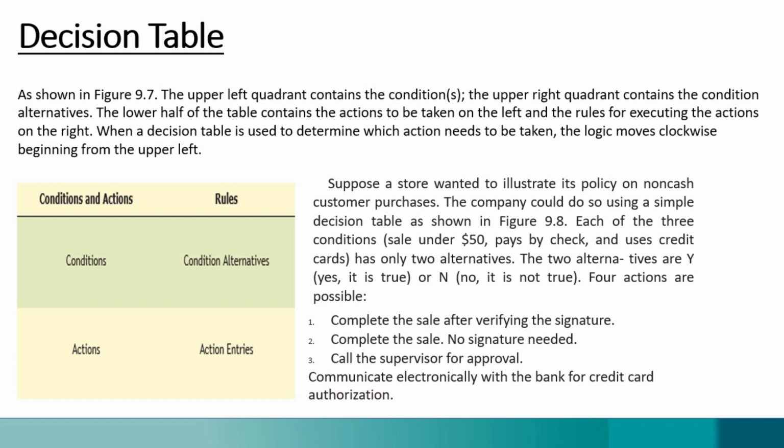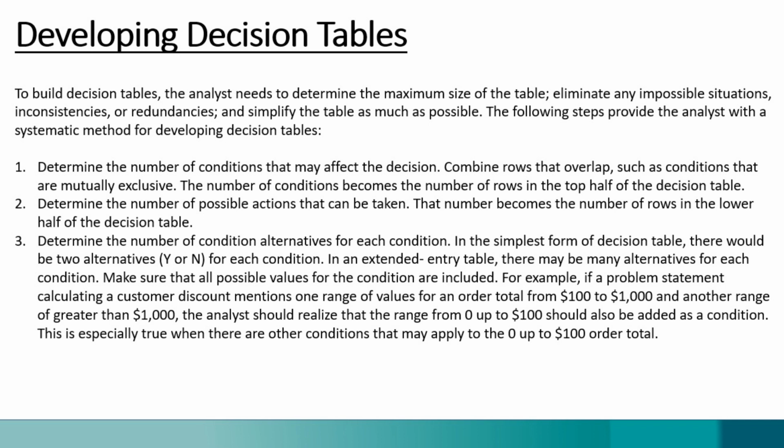A decision table is a table of rows and columns, separated into 4 quadrants. The upper left quadrant contains the conditions. The upper right quadrant contains the condition alternatives. The lower half of the table contains the actions to be taken on the left and the rules for executing the actions on the right. When a decision table is used to determine which action needs to be taken, the logic moves clockwise beginning from the upper left. Developing decision tables.